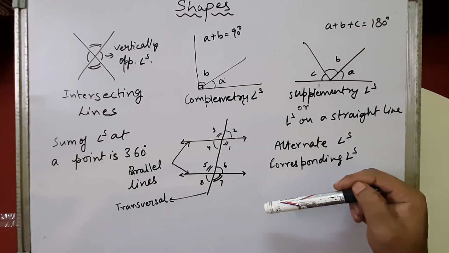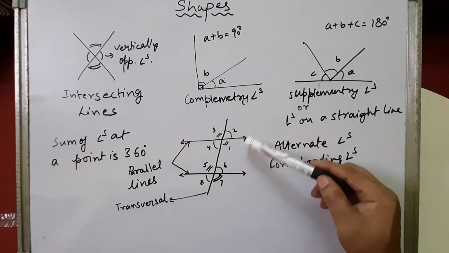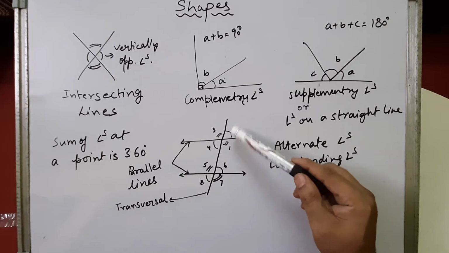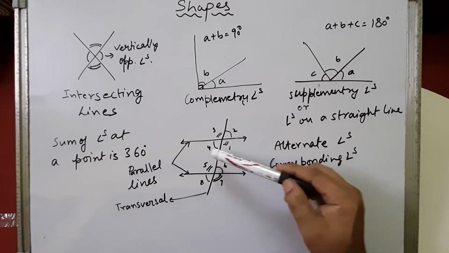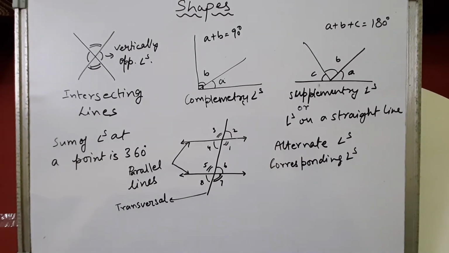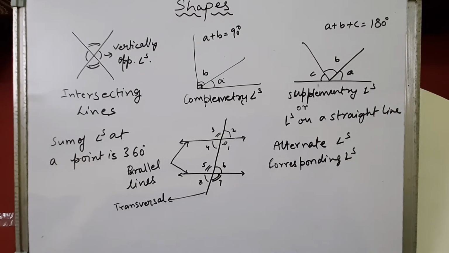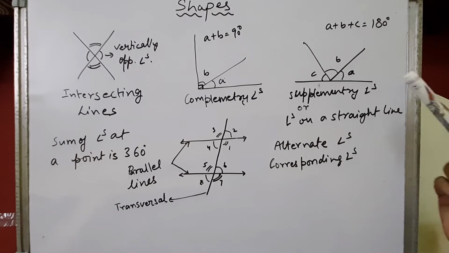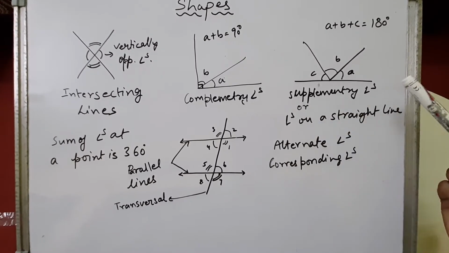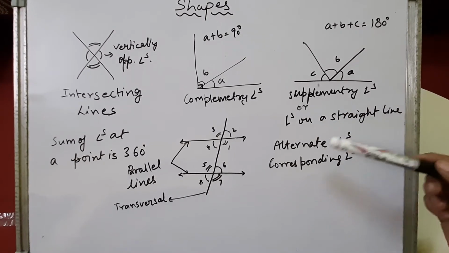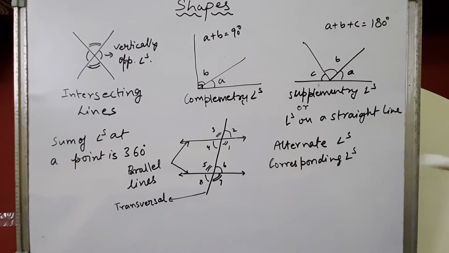Understood? And we know that the angles at a point sum to 360 degrees. That means if we add 1 plus 2 plus 3 plus 4, the measure will be 360 degrees. Now children, I hope you have understood the few basic concepts of the chapter: vertically opposite angles, complementary angles, supplementary angles or angles at a point, parallel lines, and the terms alternate angles and corresponding angles. Alright. Okay, please note down.